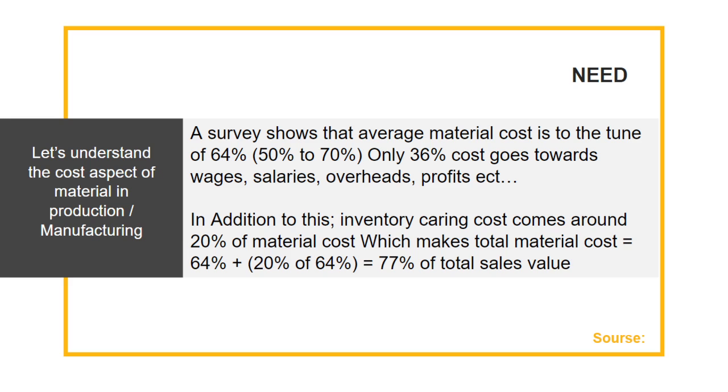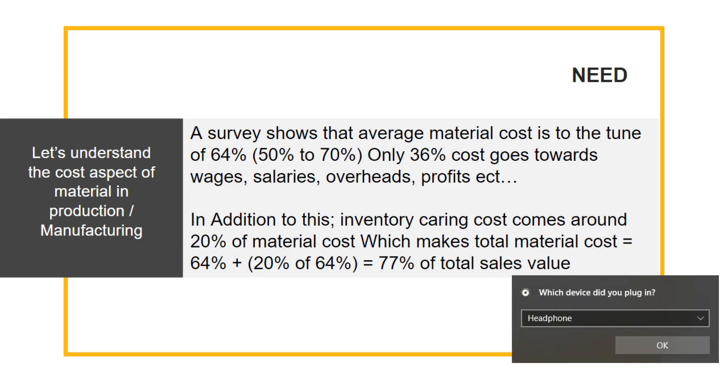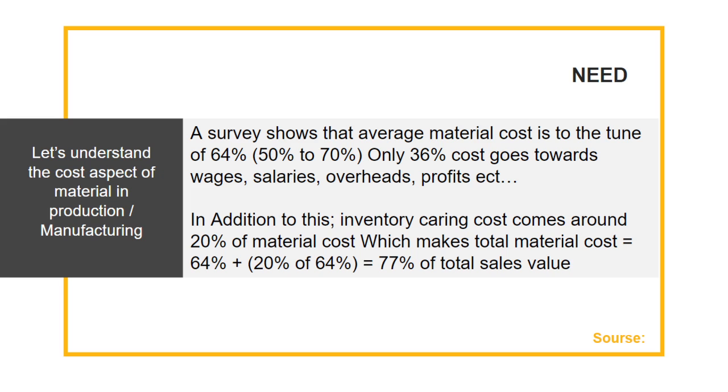Right? So, in addition to this particular 64% of the material cost, we do have a cost which is called the inventory carrying cost, or material carrying cost, which is to the tune of 20% of the material cost. So, totally it goes around 77% of the total sales value. See how materials take a toll of around 77% of the total sales value cost. So it is very important for us to study materials management and manage these materials properly.